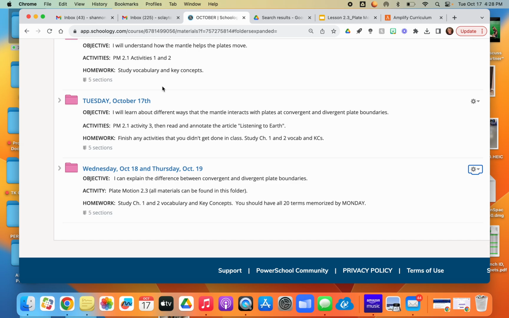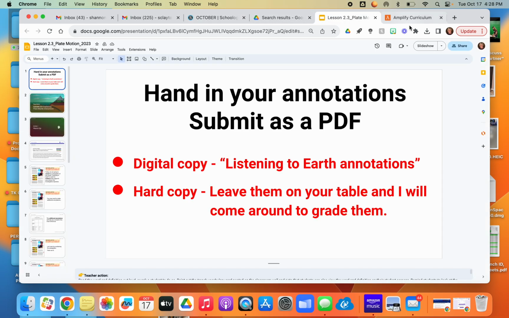So I'm going to just do lesson 2.3 and kind of combine 2.3 and 2.4, get rid of some activities that we don't need to do, and then just kind of split that up in between the 2 days. All right, so here we go.